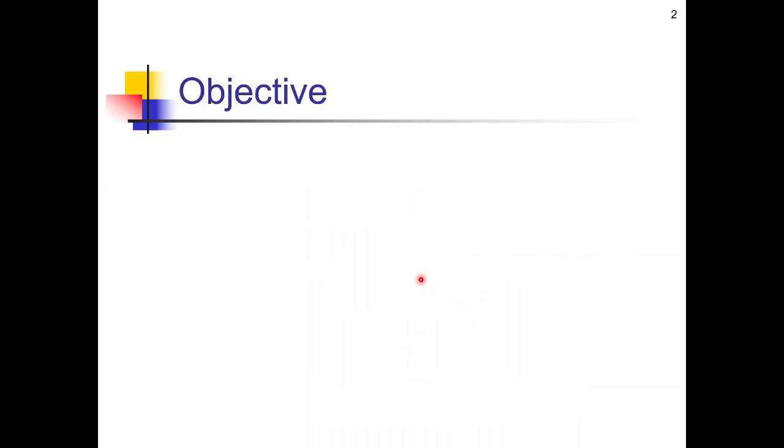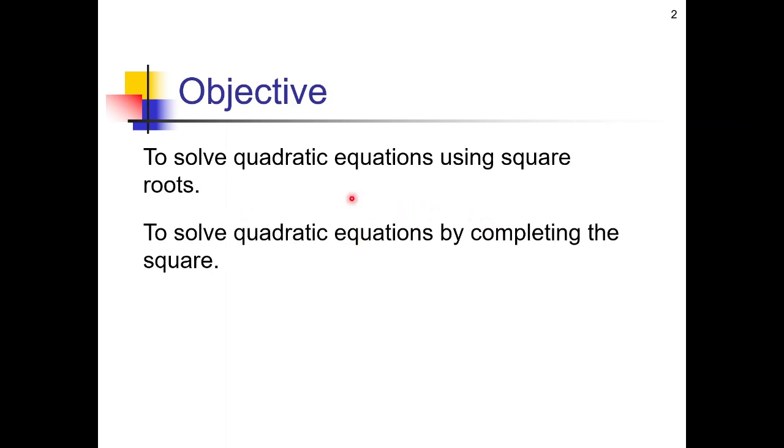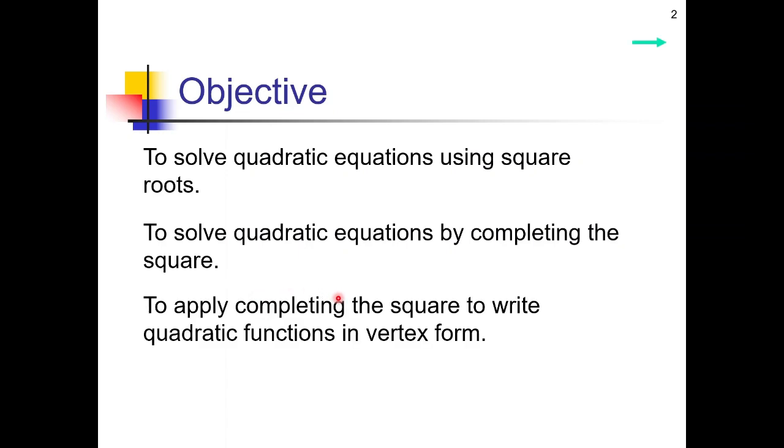In this one, we will be solving quadratic equations using square roots, which we've done a little bit of before. We're going to up our game, though, and we're going to solve equations using a process called completing the square, which is going to actually allow us to solve any quadratic equation that we want. And for the honors version of this lesson, there's an extra topic in here of applying completing the square to write quadratic functions in vertex form.